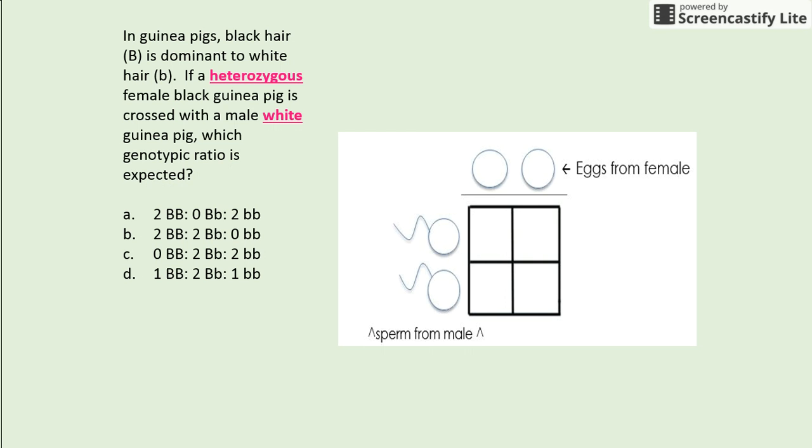Okay, so in guinea pigs, this is practice question number 2. Black hair, big B, is dominant to white hair, little b. If a heterozygous female black guinea pig is crossed with a male white guinea pig, which genotype ratio is expected? So we have heterozygous, different, big B, little b. And now we have white. It's describing the phenotype. If we look back to this first sentence, white is little b.